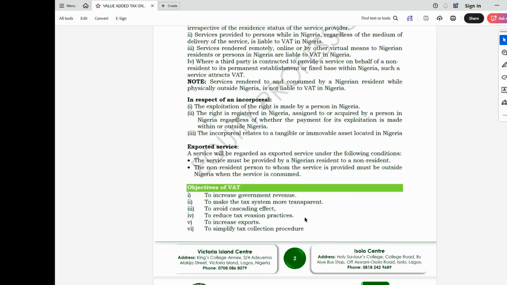Then to increase export, because not all items are liable to VAT. This will encourage export, because any item that is being exported is usually charged at zero rate. So this will encourage export. To simplify tax collection procedure.